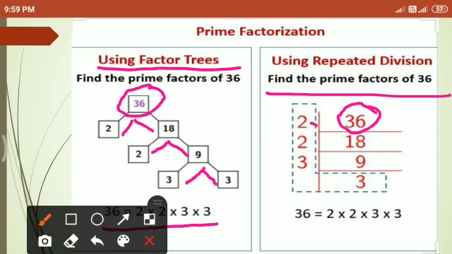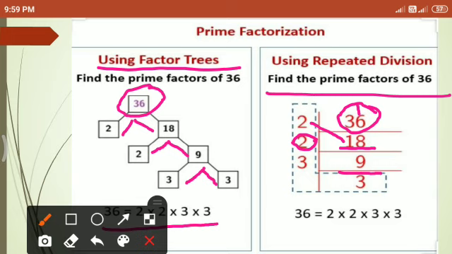That is 2 1s is 2. So 3 minus 2 is 1. You have to carry that 1 with 6. It will become 16. So 2 8s is 16. Now here our quotient is 18. Now 18 again is divisible by 2. That is 2 9s are 18. Now our quotient is 9.